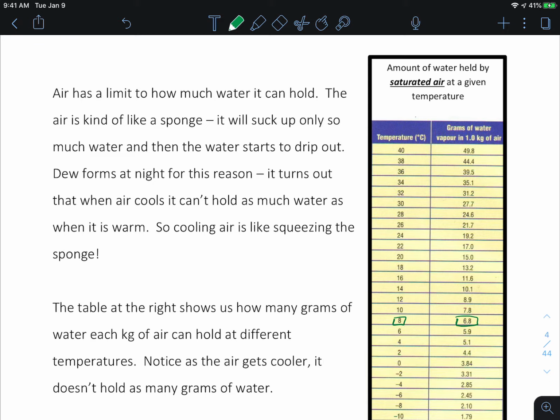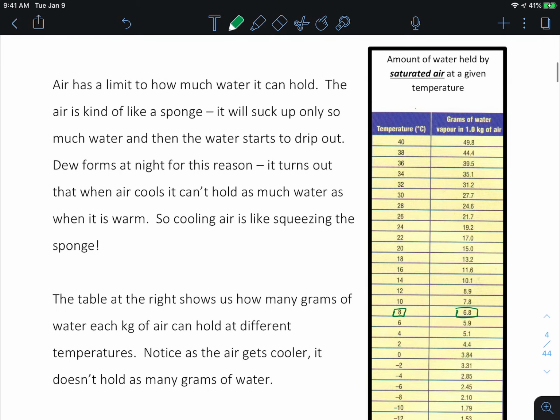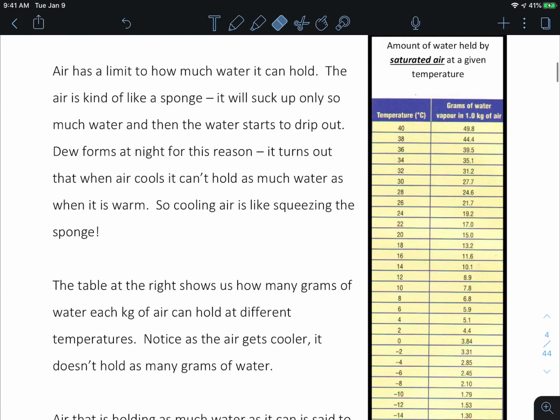So if you wake up in the morning, you start walking very early in the morning through the grass in your bare feet, you'll see them get soaking wet very quickly, or you'll see water form on your windows maybe in the morning or on your car. So that is because during the day when it's hot out, the air can hold a lot more moisture than during the morning when the air is much colder. So cooling the air is like squeezing out a sponge.